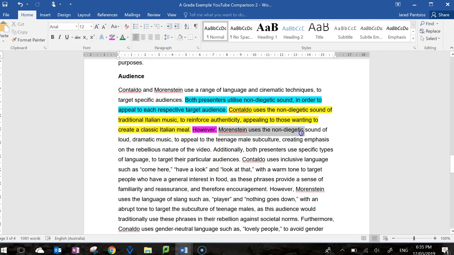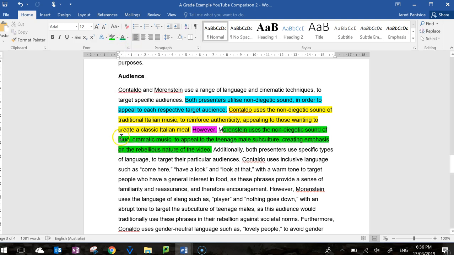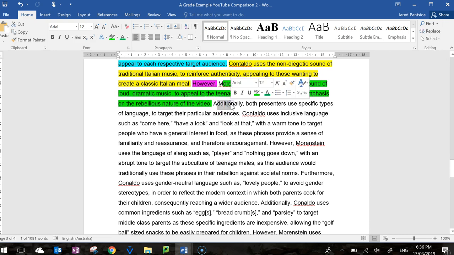"Morestein uses non-diegetic sound of loud dramatic music to appeal to a male teenage subculture, creating emphasis of the rebellious nature of the video." True, but it probably could be a little bit more specific as to what this loud dramatic music is. If it's rock music, if it's rap, if it's hip hop, pardon me, they should have been a little bit more specific. "Additionally," so there's a nice connective of building into the next example.